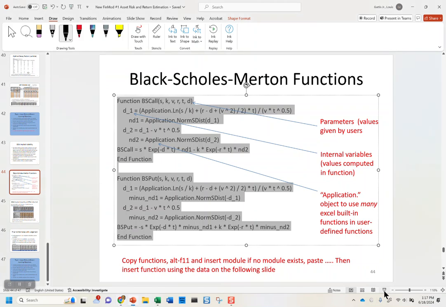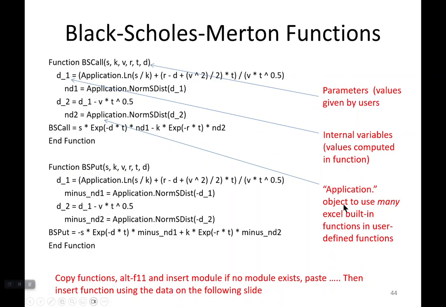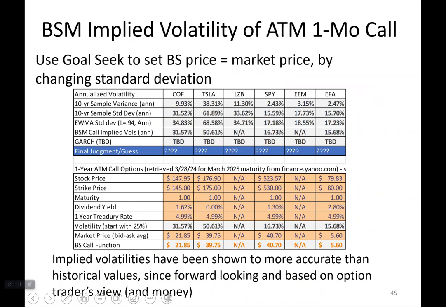Go back to the PowerPoint. Those are my final estimates of implied volatilities for all of the assets. Notice, let's take a look at, again, Capital One. It's really close to the long-term average. The implied vol is really close to the long-term average.